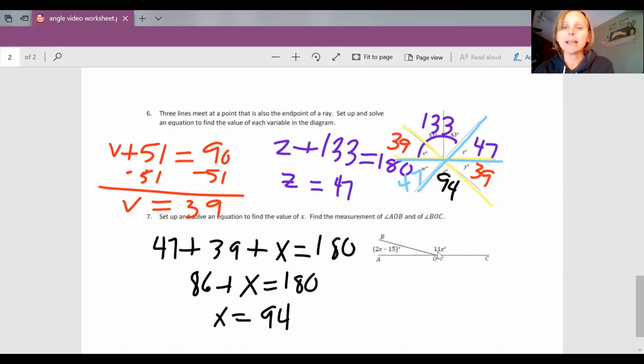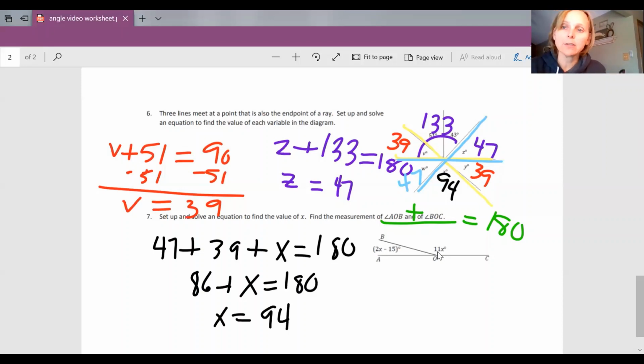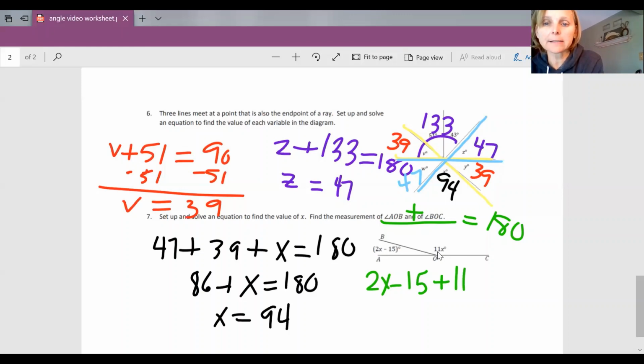So we can simply say that these two angles here sum to 180. They're supplementary, right? So AOB plus BOC will equal 180. We don't know what those angles are, so I would write an equation: 2x minus 15 plus 11x equals 180. Okay, add like terms, I get 13x.